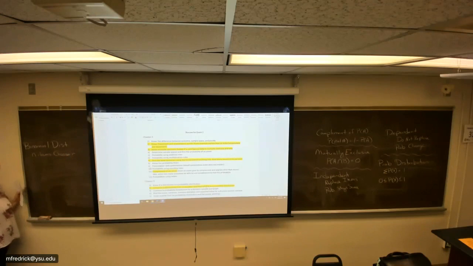The binomial distribution, the one on the in-class, you only have to use the formula. The one on the take-home, you use a formula and then you explain how to use a table also. But the one in class, you only need the formula.